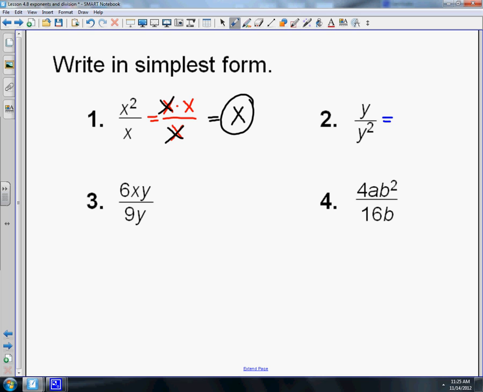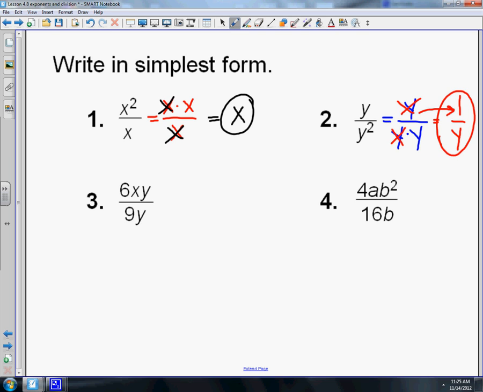All right, so this one is y over y times y. Now, this cancels out with this, and I'm left with 1 over y. If you remember from a previous video, you cannot have 0 on the top of a fraction, so you have to replace it with the number 1, because that's the identity property.